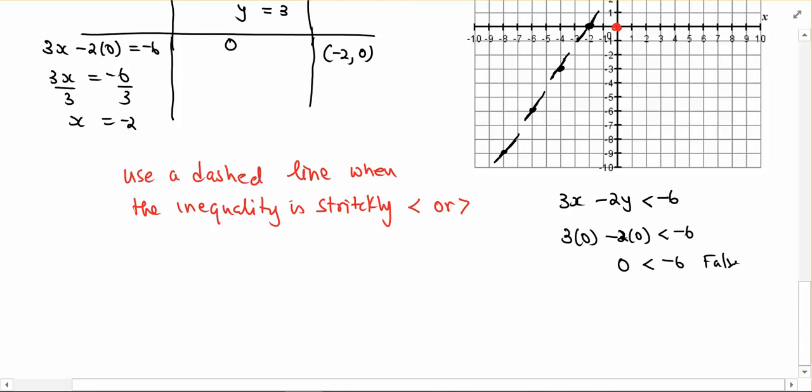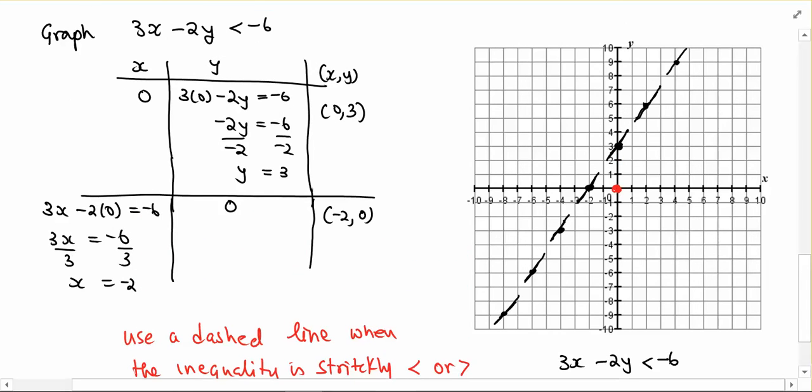because negative numbers are less than 0, not greater. So that means 0, 0 is on the wrong side. Right? So don't shade the side with the 0, 0. And now you have colored in, you've found the graph of that inequality.